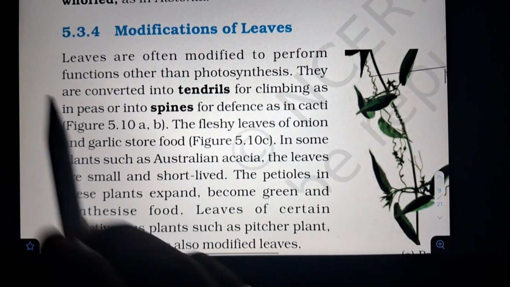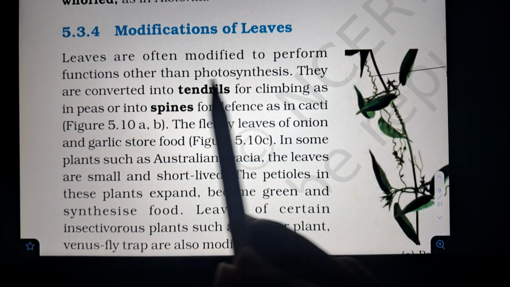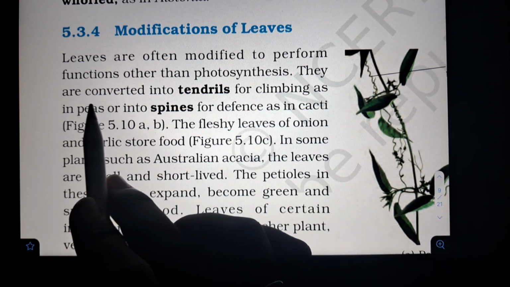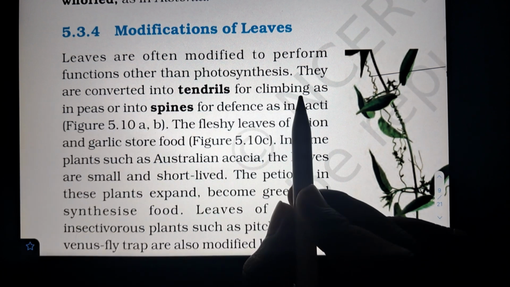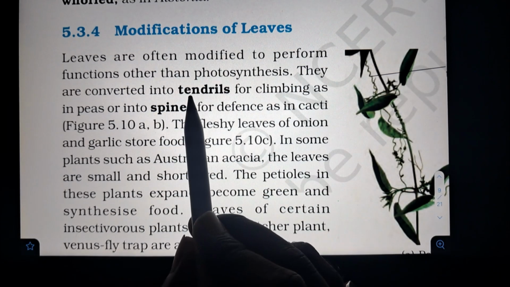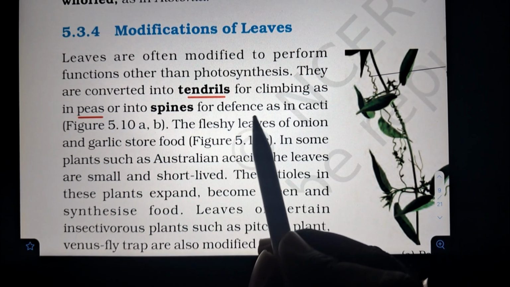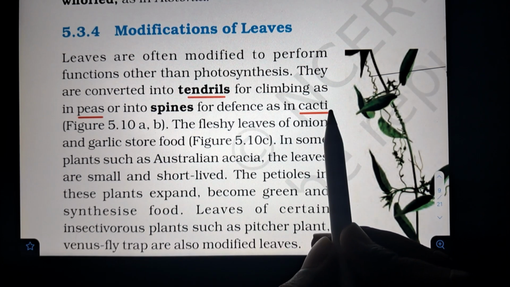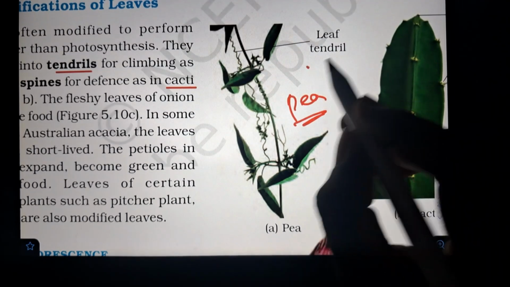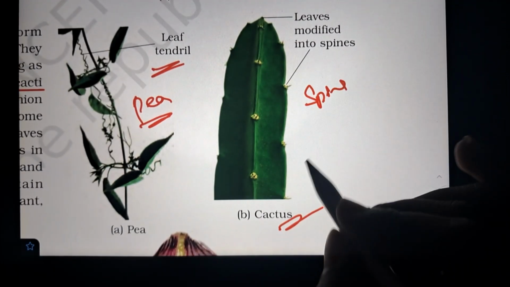Modification of leaves. Leaves are often modified to perform functions other than photosynthesis. They are converted into tendrils for climbing. The example is the pea plant. They are converted into spines for defense in cacti. For climbing purpose in pea plant they become leaf tendrils. For protection purpose they become spines in cacti.